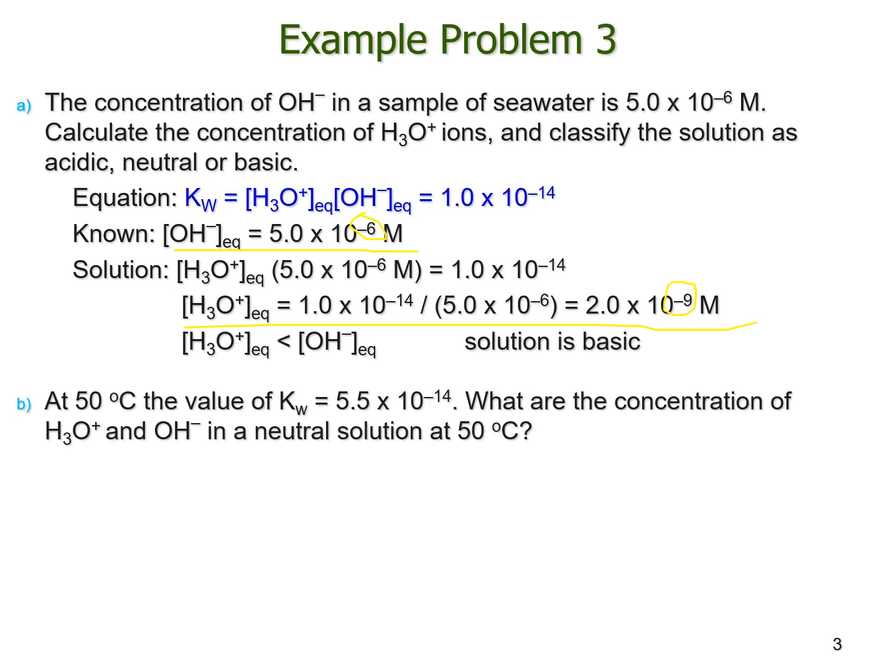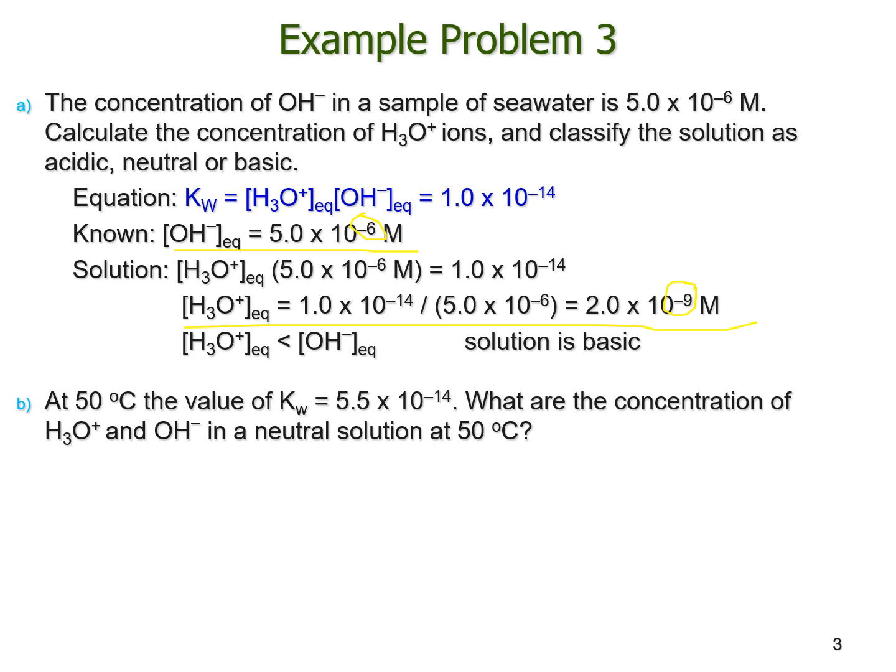All right, our second question is, now we have a different temperature, right? So at 50 degrees Celsius, the value of Kw now becomes a different value. It says 5.5 times 10 to the negative 14. So it's more than 5 times over. What are the concentrations of hydronium and hydroxide in a neutral solution at this temperature?